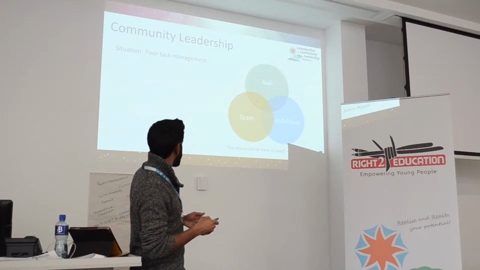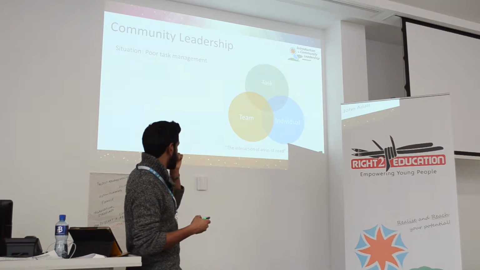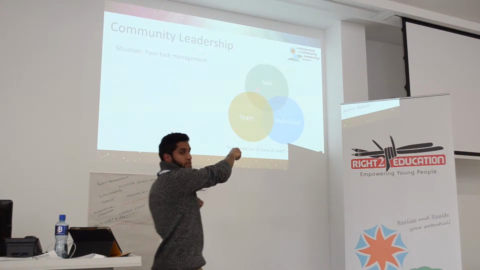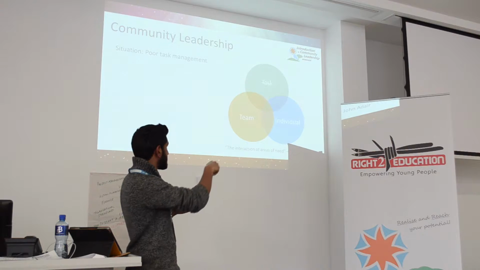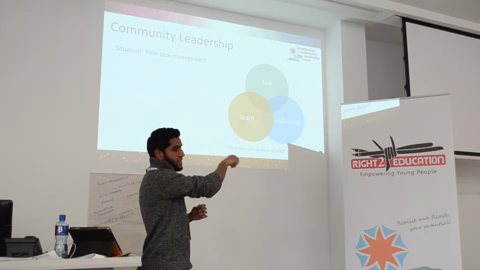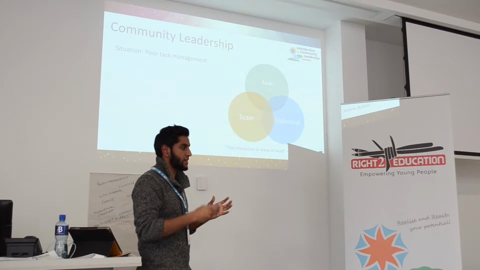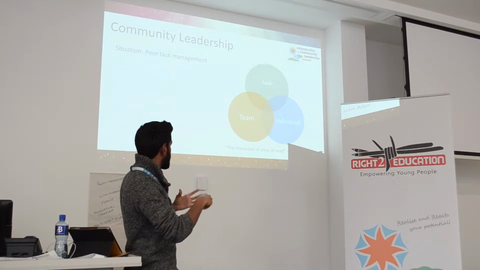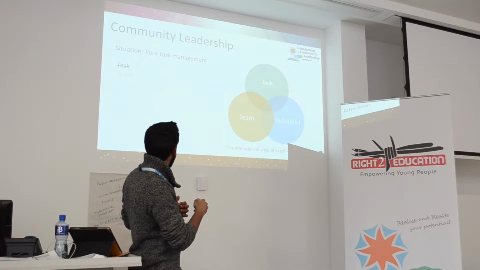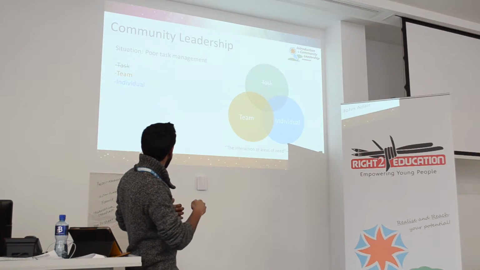is basically the situation of poor task management. So you notice that this has been crossed out. Task has been crossed out. So whoever's doing the leadership at this stage is doing terribly with tasks. It's just not happening. So poor task management. What does that mean? How does it affect things? So the next bit, here we go. The task is crossed out.